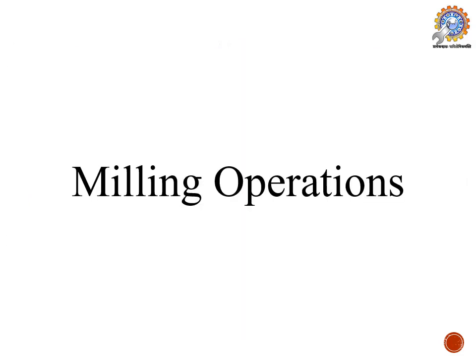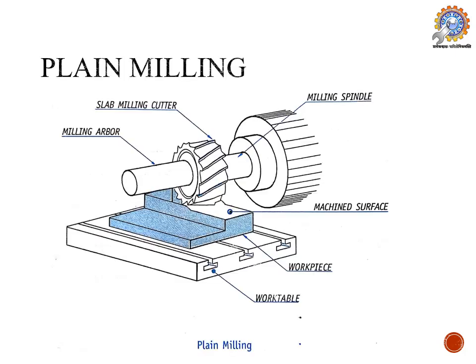Let us see what milling operations are there. Plane milling, end milling, slot milling, angular milling, form milling, straddle milling, gang milling. These are some of the basic important processes which can be done in a milling machine. Plane milling is also termed as a slab milling process. It is used to mill flat surfaces of workpieces in such a way that the milling cutter axis is parallel to the surface that is being milled.